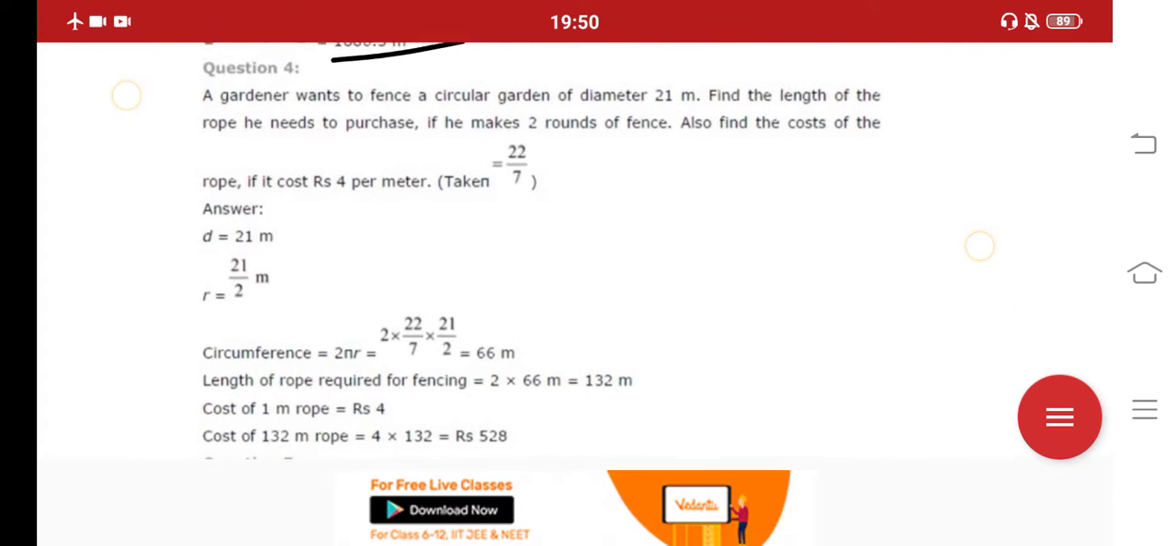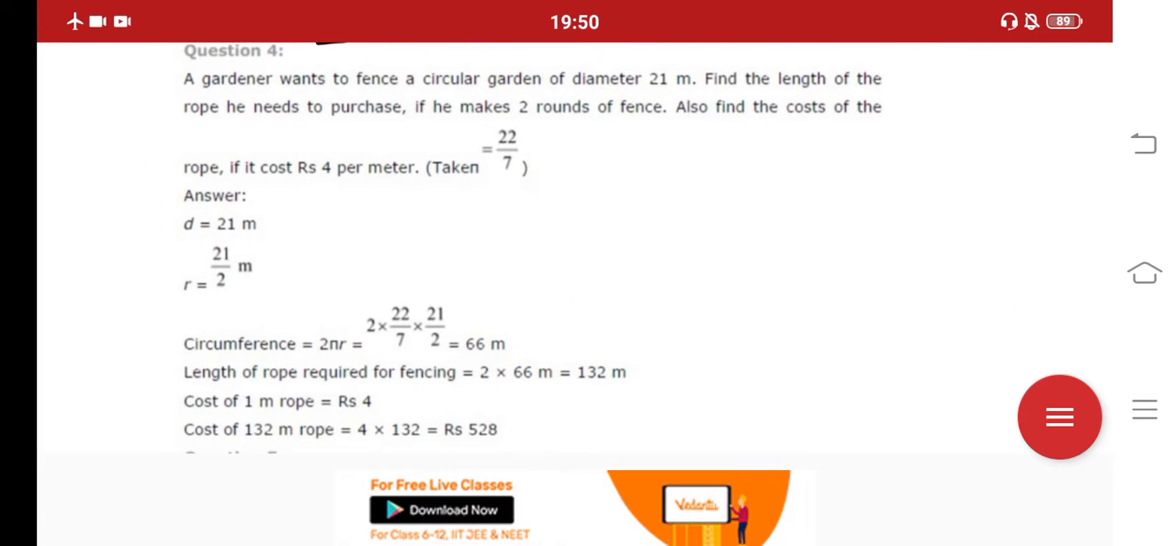Now question number 4. A gardener wants to fence a circular garden of diameter 21 meters. See here, diameter is given. So if we divide the diameter by 2, we can easily get our radius. Find the length of the rope he needs to purchase if he makes 2 rounds of fence. Also find the cost of the rope if it costs rupees 4 per meter. Pi is already given as 22 by 7.